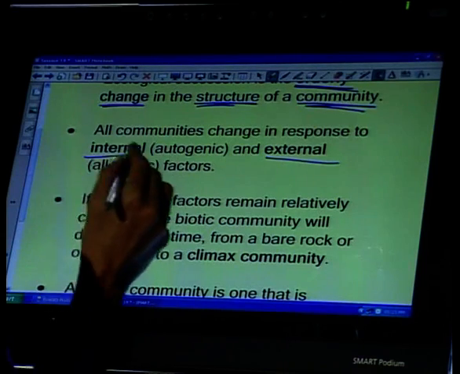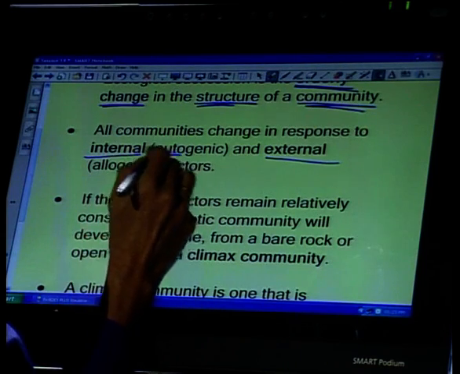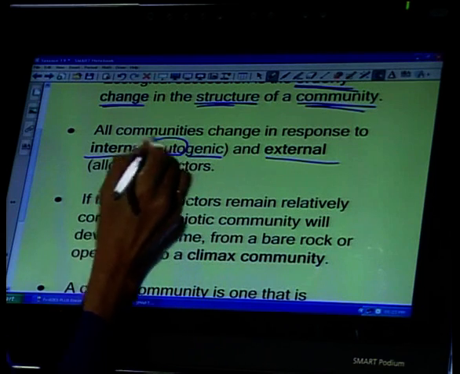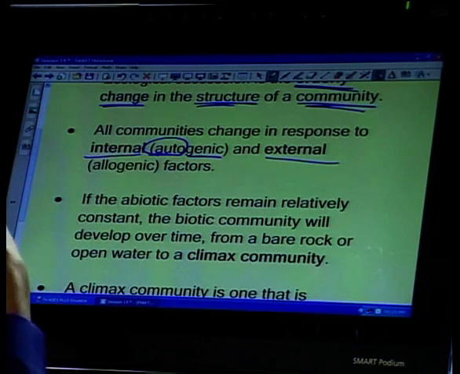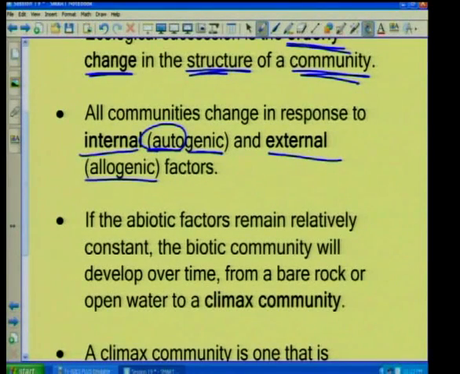So if those changes are internal, we call them autogenic. Auto comes from the word automatic. It happens without thinking. It happens internally. External are allogenic factors. So if the abiotic factors remain relatively constant, the biotic community, which is the living, remember that's the non-living factors, temperature, climate, light, water, etc. Biotic, all your living organisms will develop over time from a bare rock or an open water to a climax community.